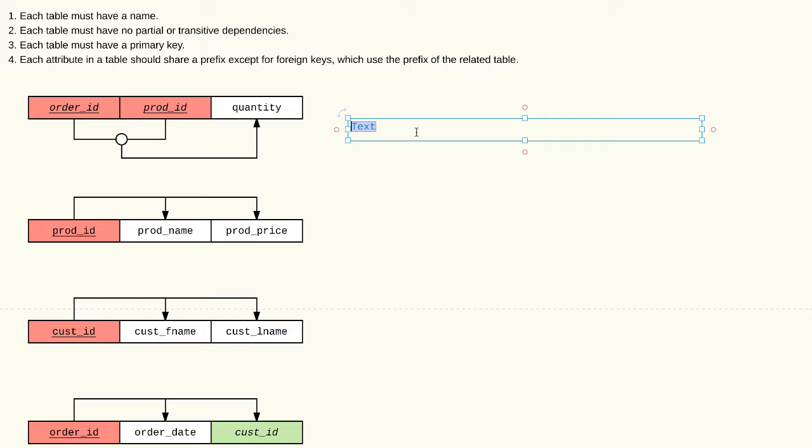So the first one, I'm not sure what to call this yet, so I'm just going to put some question marks in. Got order ID, prod ID, and quantity. Now, order ID is a foreign key, so I'll put it in italics, and it's also part of the primary key, so I will underline it. Same thing with product ID.